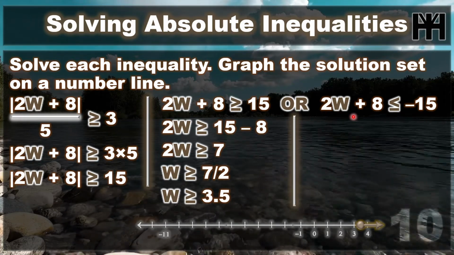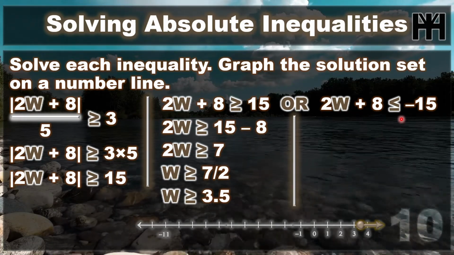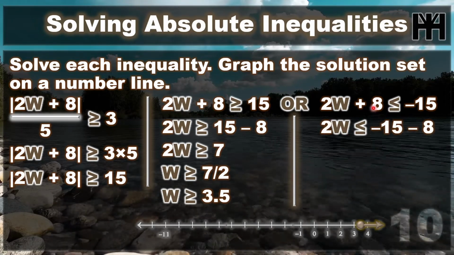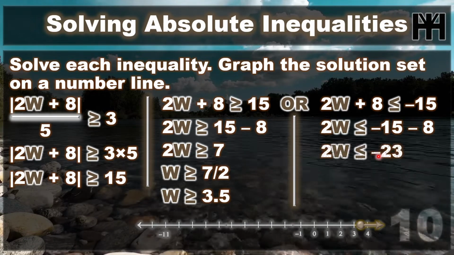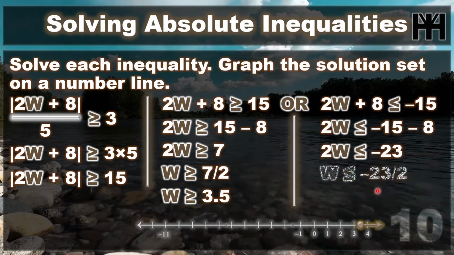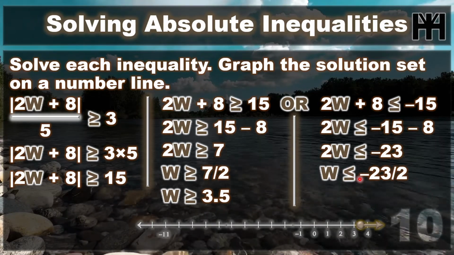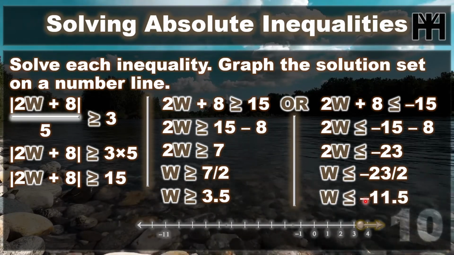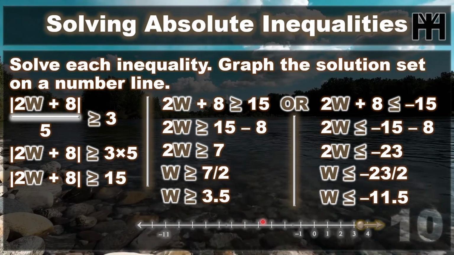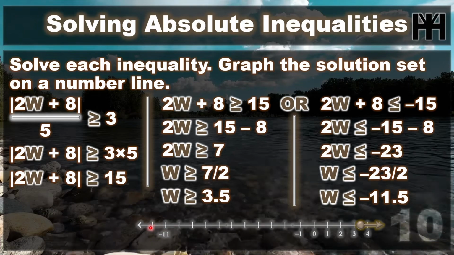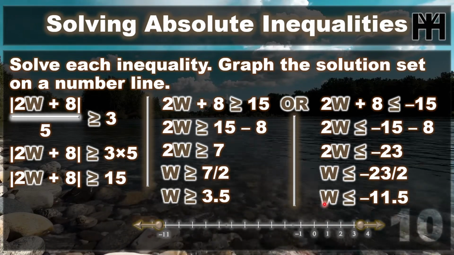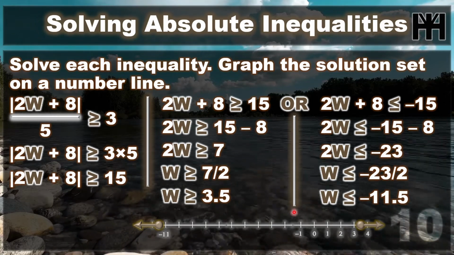Okay, now we have 2w plus 8 smaller than or equal -15. So we'll send the 8 to the other side, so the 2w will be smaller than or equal -23. So w will be smaller than or equal -23 over 2, so w will be smaller than or equal -11.5. So -11.5 will be between the -11 and -12. So it's here. And we will go to the left as it's smaller than or equal -11.5.